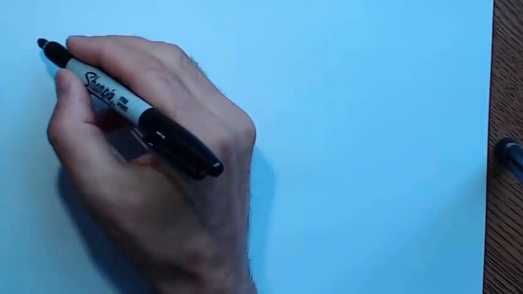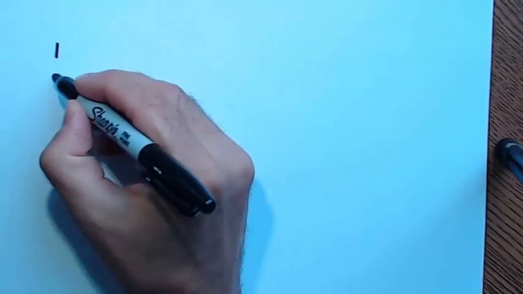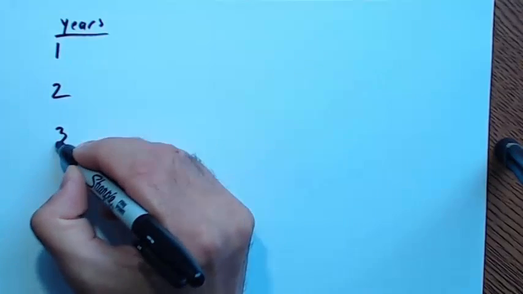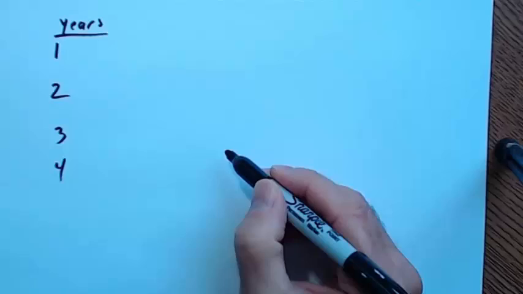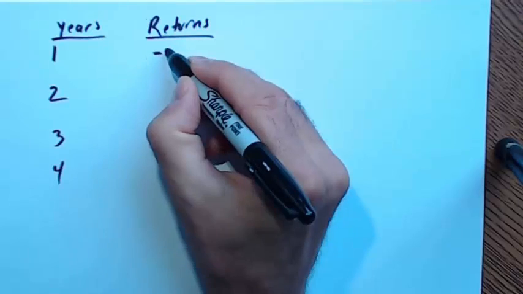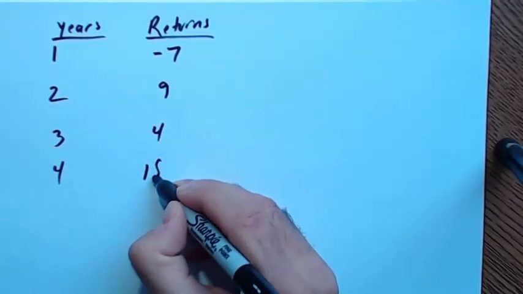Now, let me show you ex post standard deviation calculations, meaning after the fact. When you're dealing with after the fact, you're not dealing with expectations anymore. You're looking backwards in time. And so the setup is slightly different, but the math is somewhat similar. So here we have years 1, 2, 3, and 4. I'll go 4 periods. And then we're going to have returns. Let's say we have a negative 7% return in year 1, 9, 4, and then 18.